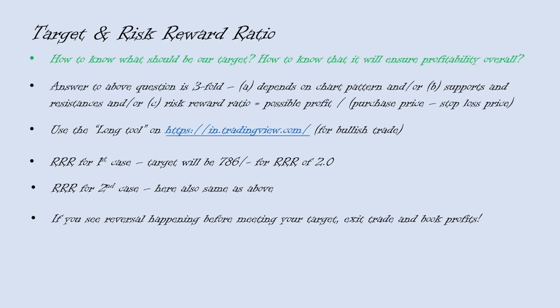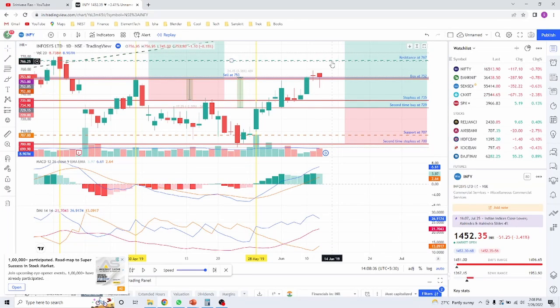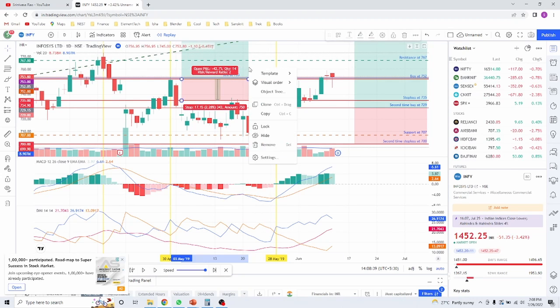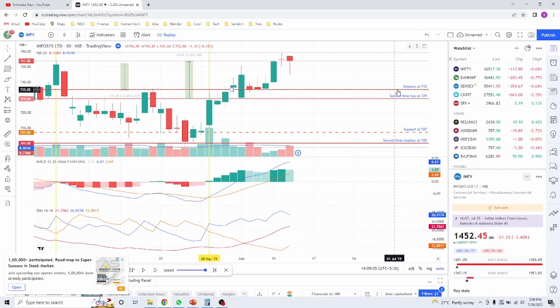Okay, so this is what I suggest. Second thing is, if your target is met, then see if you can trail your stop loss for extra profits. So what does trailing the stop loss mean? Let us say that... let me just delete this. Let's worry only about the second time.